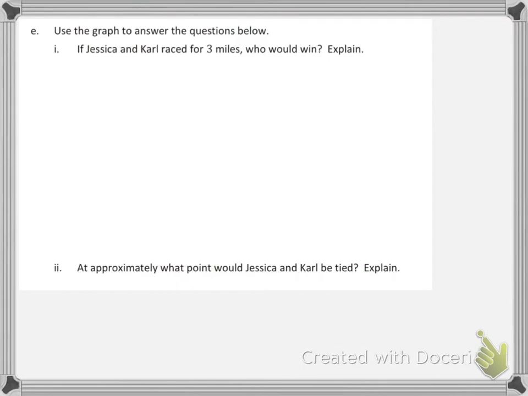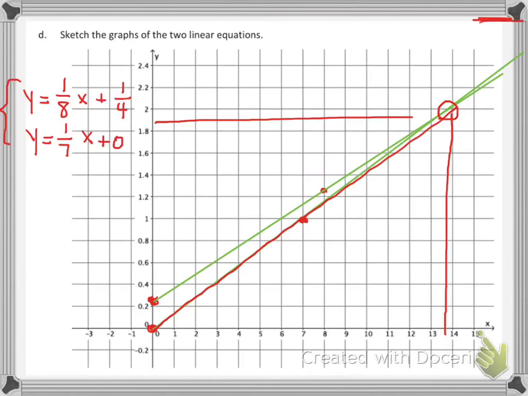At approximately what point would Jessica and Carl be tied? We already answered that. They're going to be tied where they intersect.